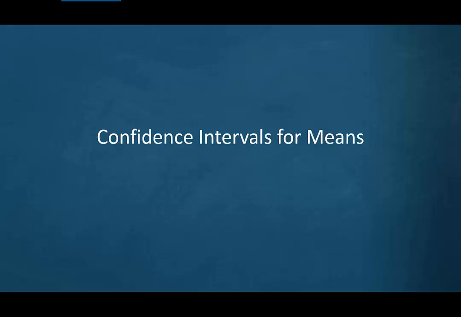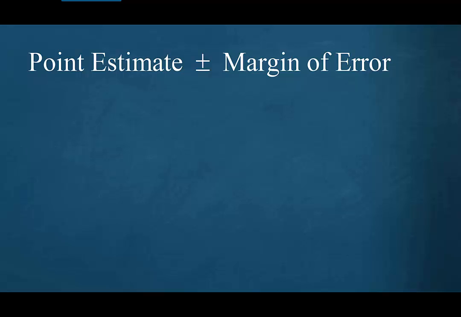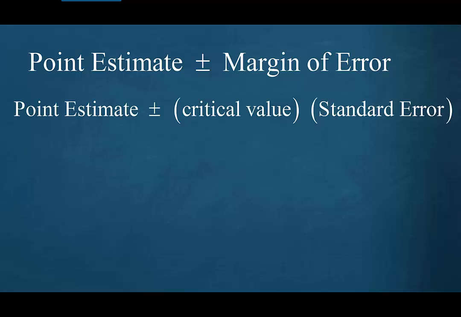In this lesson we're going to look at confidence intervals for means. Recall when we looked at creating confidence intervals with proportions, we used the form point estimate plus or minus margin of error. And we developed this notion of margin of error, and we found it was composed of two parts: the critical value and the standard error.